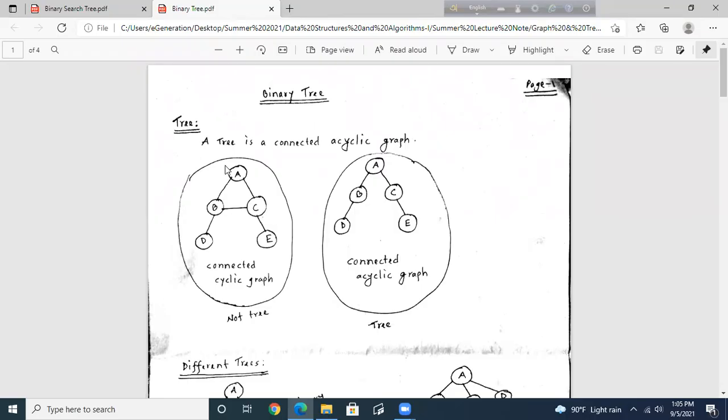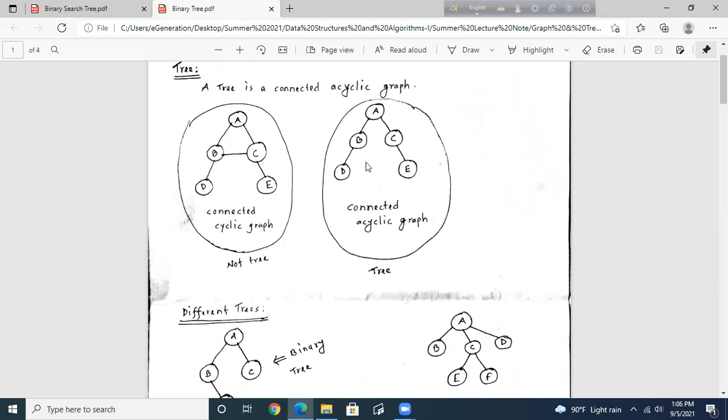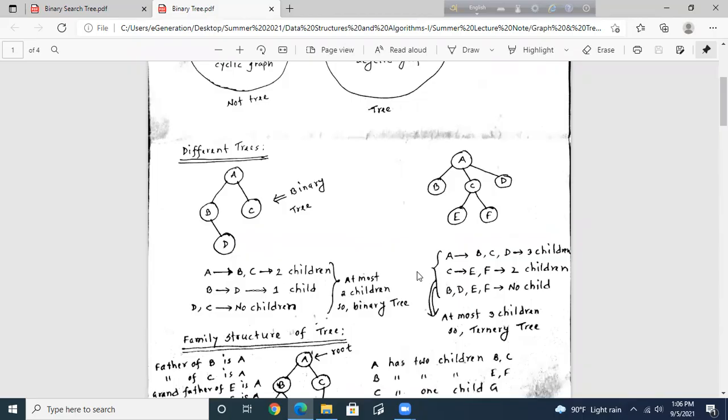Because of that, it is not a tree. But in the right side graph it is a tree because there is no cycle. If I start from A to B, B to D, then D to E, I cannot go back, so there is no cycle. So it is an acyclic connected graph, so it is a tree. Now, student, there are different types of trees.